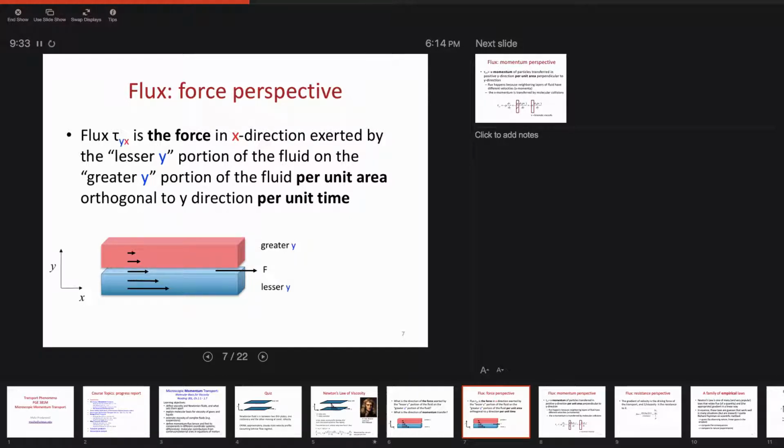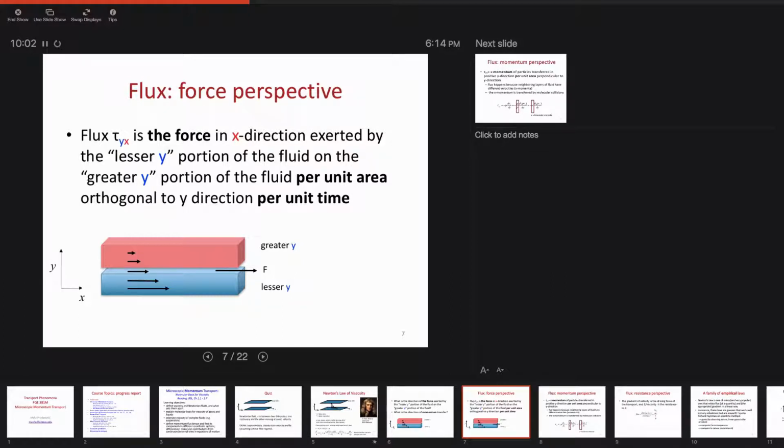And that's literally what the plate feels. And that force direction is actually in the x direction. So that's something important to understand. So this flux tau yx is also the force that is in the x direction that is exerted by the lesser y portion of the fluid on the top portion of the fluid.